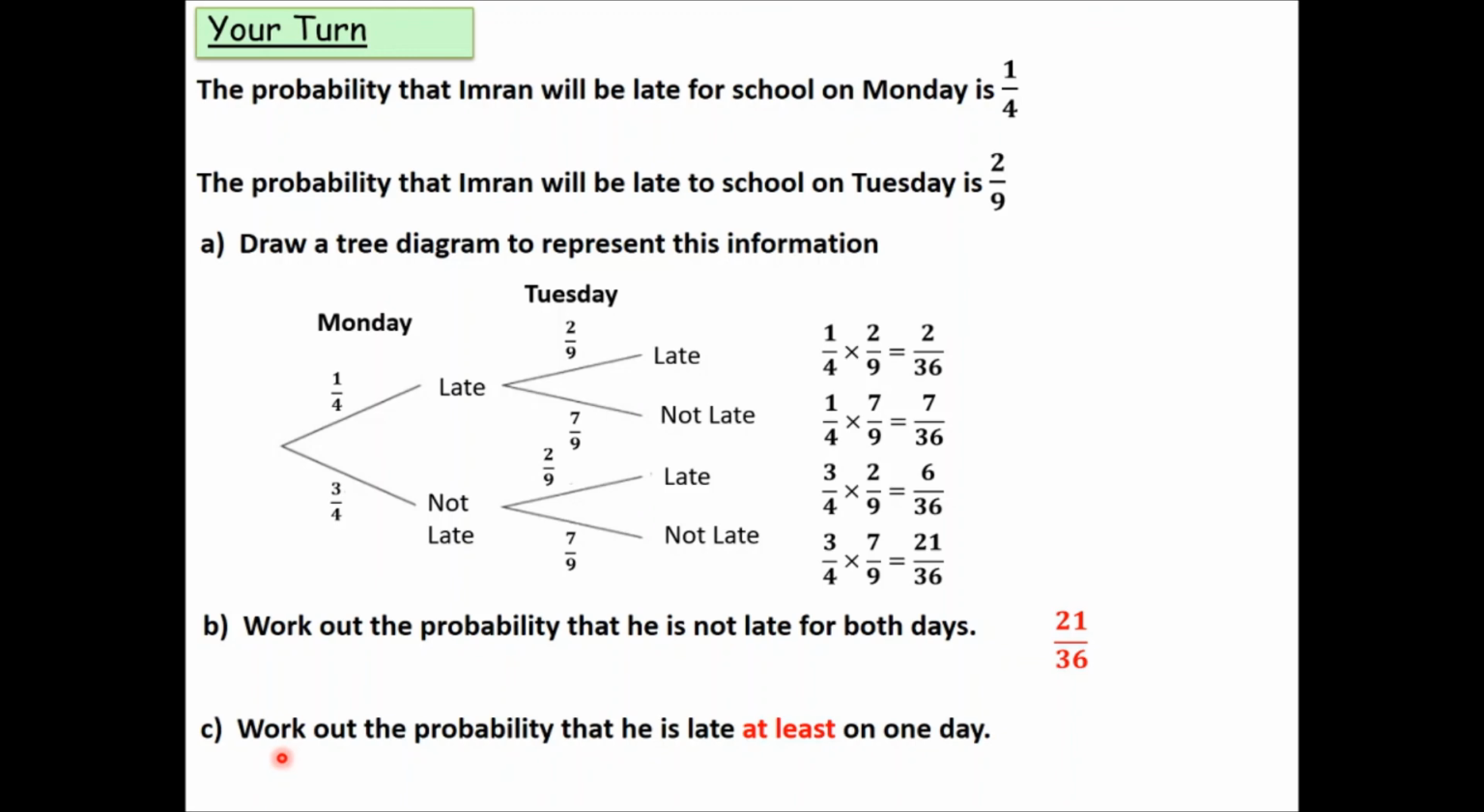So for part C, we need to work out the probability that he's late at least on one day. So for this, we need to follow that he'll be late on Monday and late on Tuesday, or he'll be late on Monday but not late on Tuesday, and the last one will be he's not late on Monday but he's late on Tuesday. So you've got 3 paths, 3 outcomes that we need to look at. There's these three fractions here, and to get your answer, because we're going down the options, we're going to add those three fractions, and the final answer is 15/36.